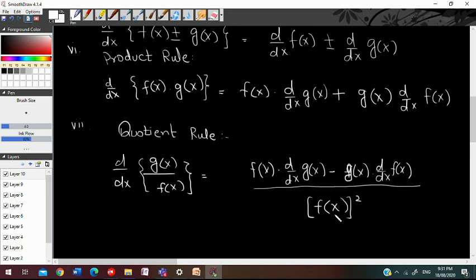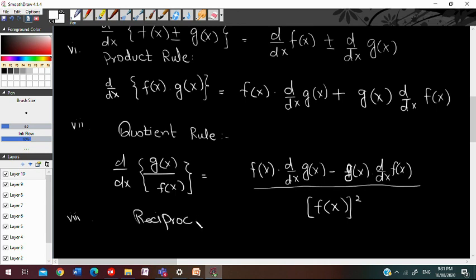Means whatever the function in your denominator, you will take power 2 of this function. Then this is the function which is in your denominator, you will take it over here, and this function remains same. First you will apply derivation on your numerator function minus, now numerator function is same and you apply derivation on your denominator's function. So this is the quotient rule, and the last rule, that is a reciprocal rule.